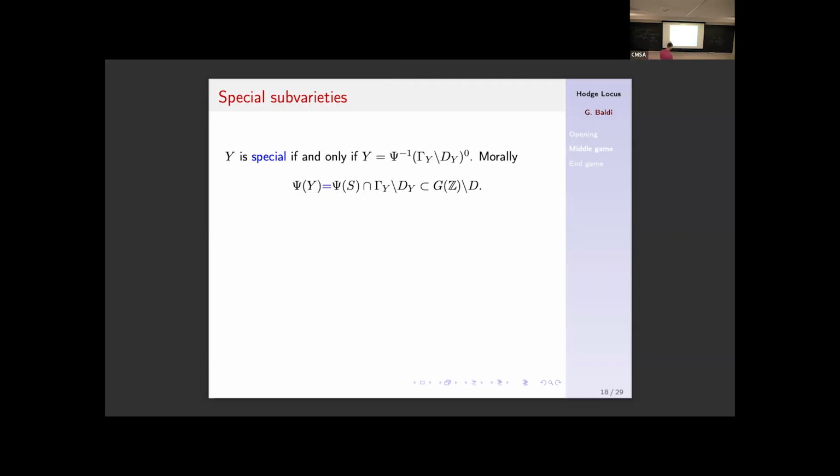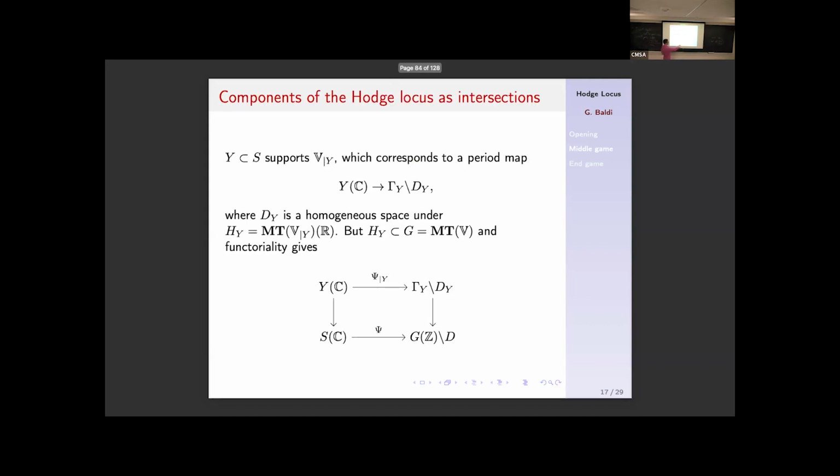Let me pause a moment and tell you where the minimality enters. But first, are there any questions on this definition? Hodge loci are intersections. So I told you that Bakker-Tsimerman-Klingler proves that the Hodge locus is algebraic. So let's say that we work with this diagram in the definable category. So that's R_an,exp manifolds. This arrow here is definable. This arrow is definable. But then the pullback of a definable map is once more definable.